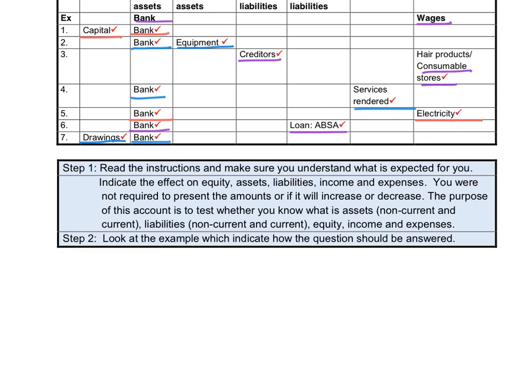You must read the instructions carefully, ensure that you understand what is expected of you. Indicate the effect on equity, assets, liabilities, income, and expenses. That is the required part. You were not required to present the amounts or whether they increase or decrease. The purpose of this question is to test whether you know what are assets, non-current assets and current assets, liabilities, non-current and current liabilities, equity, income, and expenses. If you're unsure how to do the question, look at the example so that you can see what you are supposed to answer.